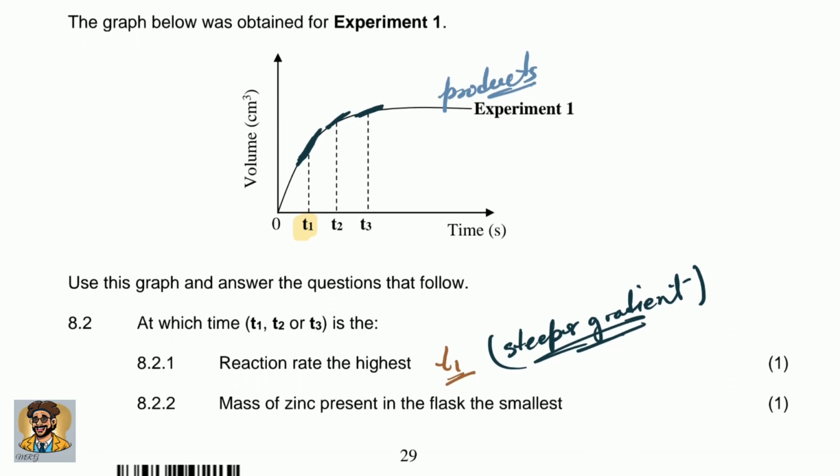The next question, at which time is the mass of zinc present in the flask the smallest? Well, guys, when the experiment is done, remember this part of the graph represents completion. So there are no more reactants. The reaction is done. So in this case, which of the 3 times will have the least amount of reactant? That will be T3. That one is quite simple. This is a quite simple question for you to get good marks.